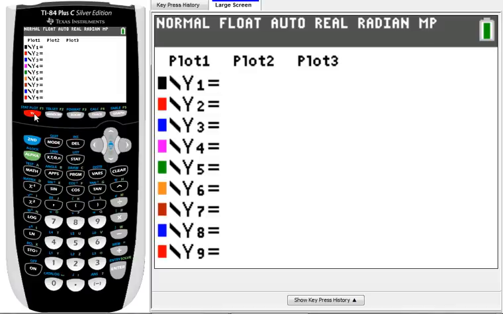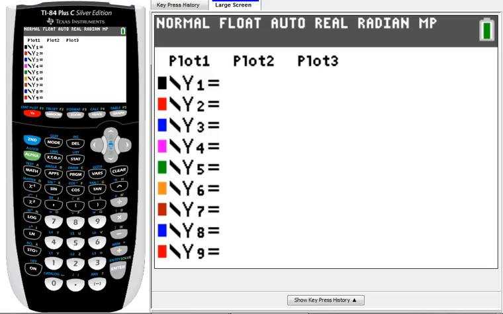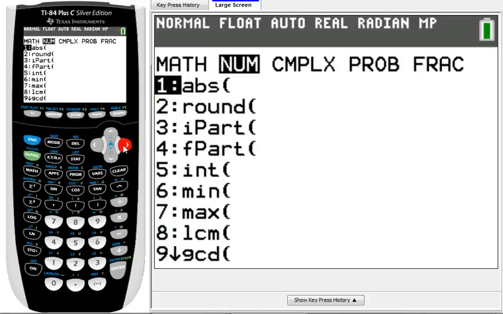It brings up a list of equations. Now mine are color-coded because I have it set up special because I want you to be able to see different colors. The next step, we're going to enter in the equation by pressing the math button, arrow right once, and then we should see ABS. That stands for absolute value. So math is right here, math, arrow right once, and sure enough, there is ABS.